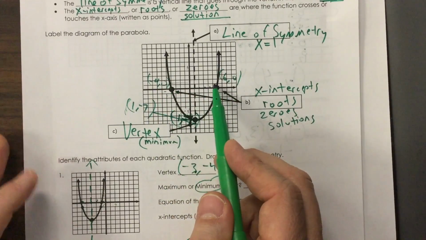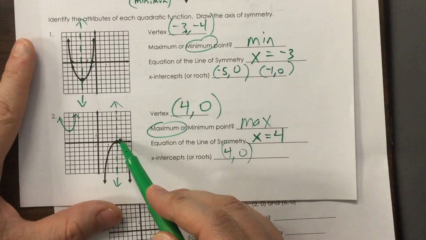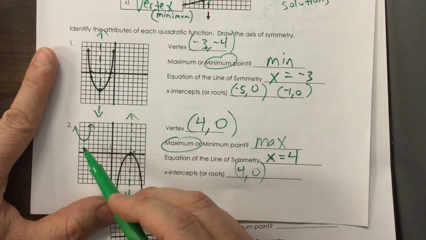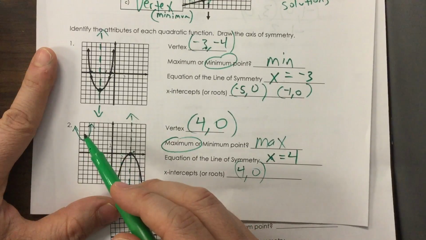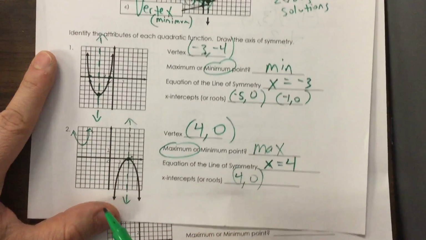So this one has two of them. Sometimes you only have one of them. And there are times when you don't have any, if it never crosses. Like if I had a parabola like this, that never touches the x-axis, it has no solutions or no x-intercepts. This one would have none.